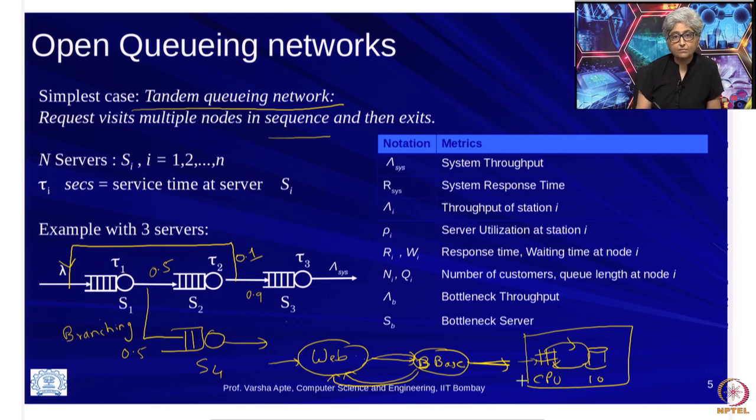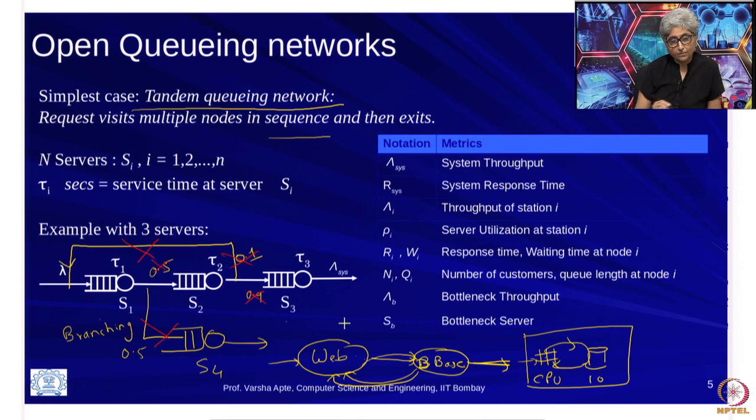But as a simple example in the beginning, we are not going to consider any of these possibilities, okay? Just imagine a queuing network which is completely in sequence, and a request never comes back to any server, and also there is no splitting and no branching. This is just to keep things simple in the beginning to reason through queuing networks. This kind of a queuing network is called a tandem queuing network.